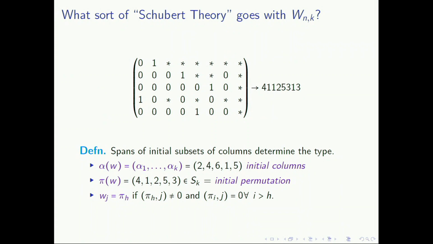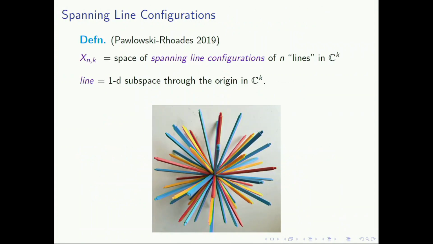And if you do that, this kind of Schubert theory that goes with these kinds of matrices was given birth to by Brendan Rhodes and Brendan Pawlowski not that long ago, a couple of years ago, and they defined the space of spanning line configurations. That comes from the fact that each of these columns in these row-reduced forms, if it's non-zero, does correspond to some line in complex k-dimensional space.